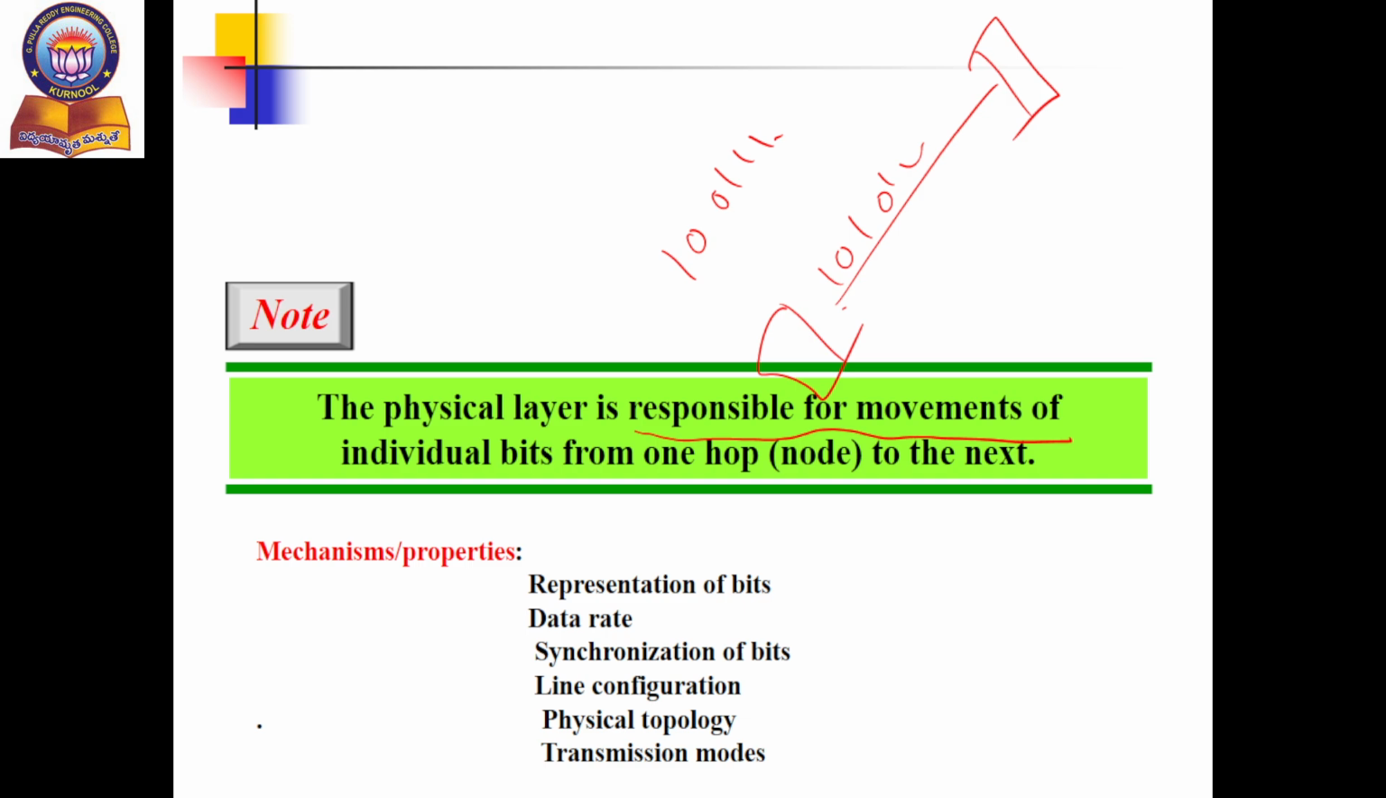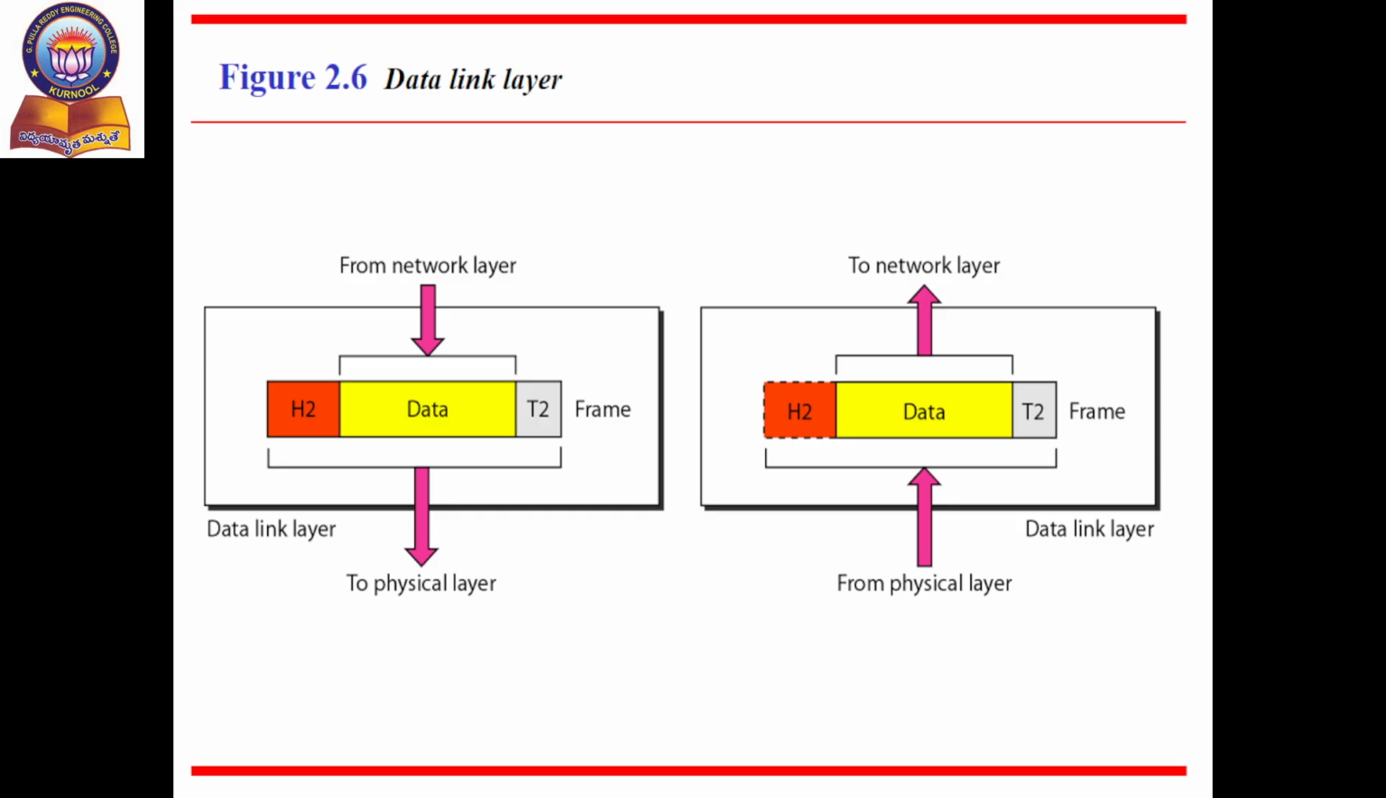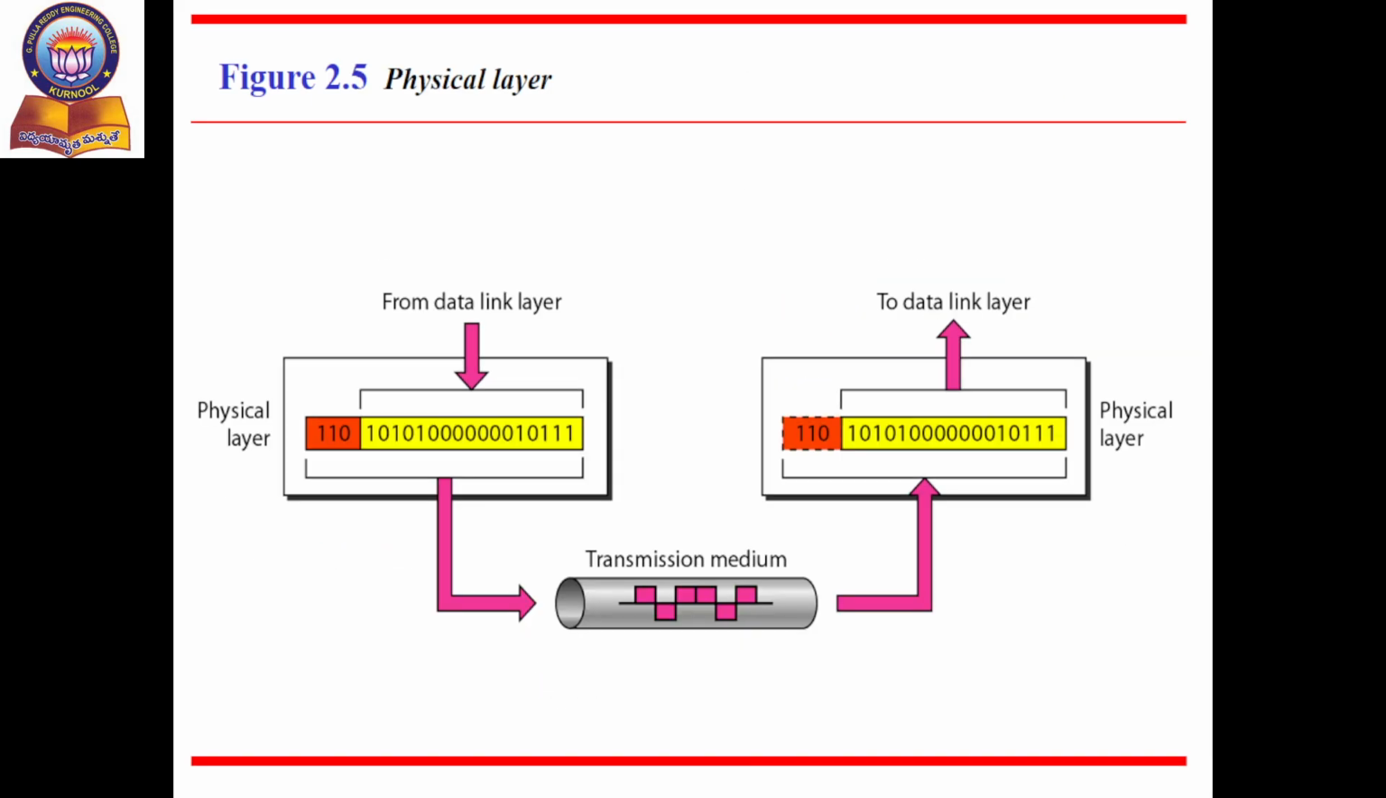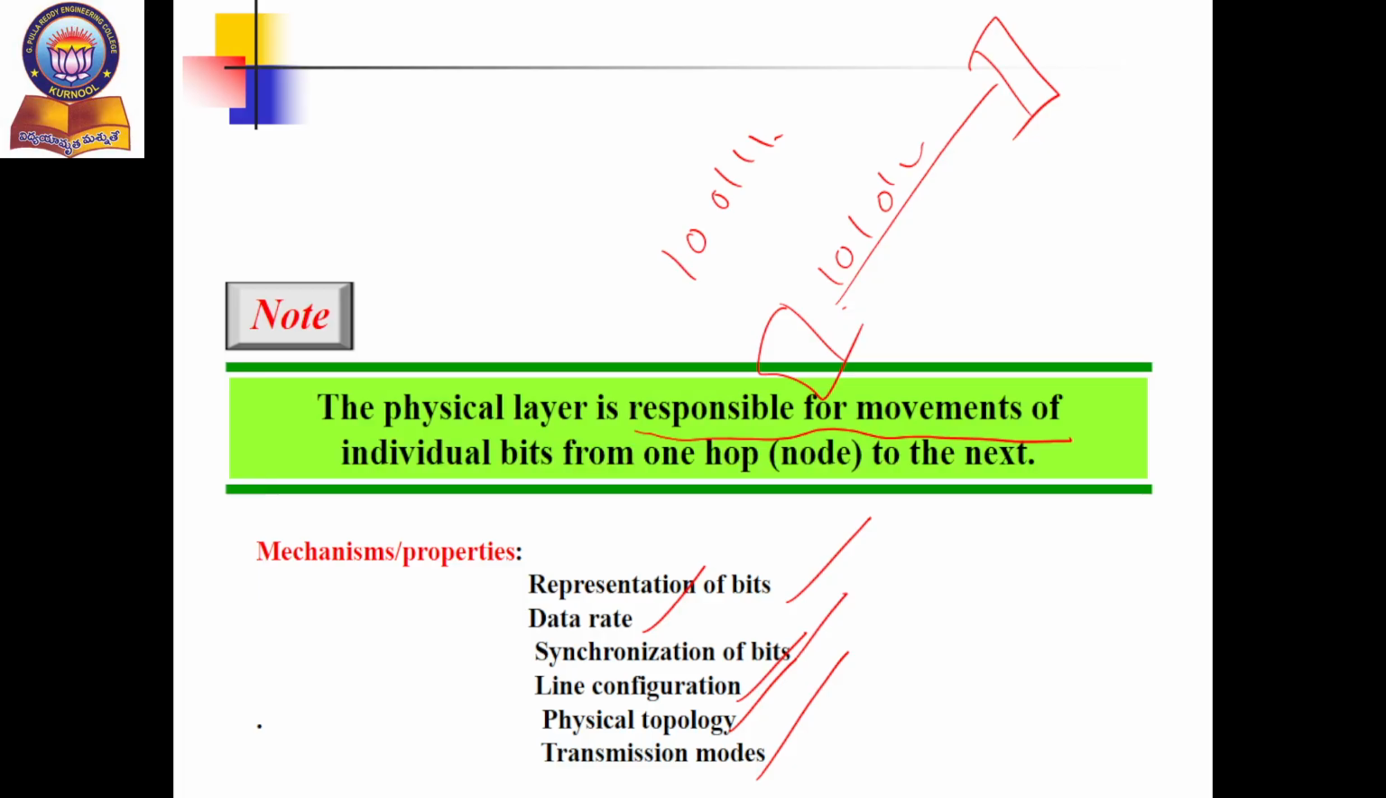And what mechanisms happen inside the physical layer? There is representation of bits, data rate, synchronization of bits, line configuration, physical topology, and transmission modes. These are some properties and mechanisms which we observe at the physical layer. And this is a representation of the physical layer. Below the physical layer, there is only the transmission medium. Above the physical layer, there is the data link layer.